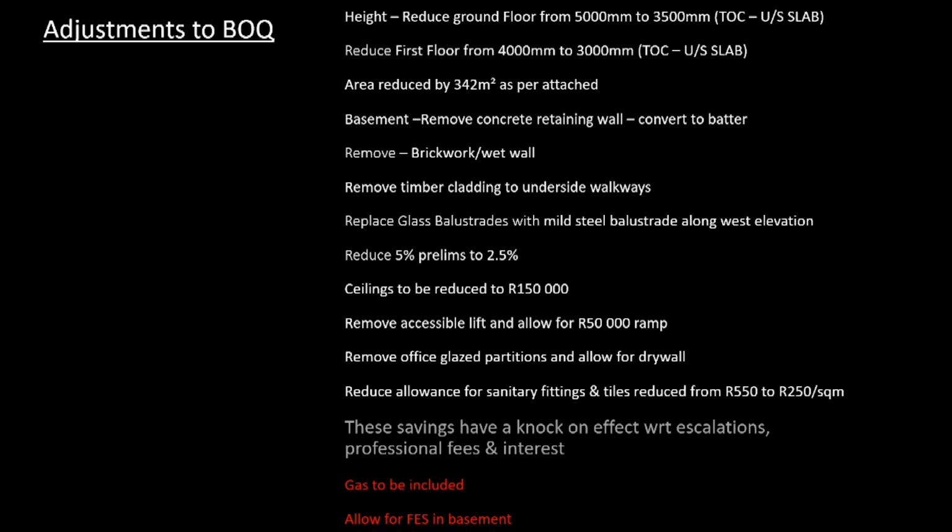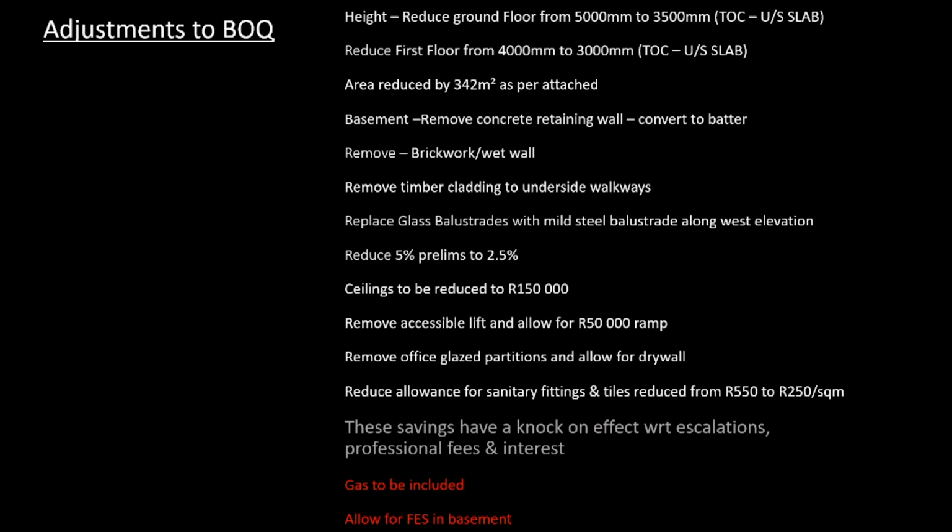Then we looked at the basements, which had a lot of retaining walls, and worked out that we could batter the edges and we could ventilate naturally. We removed the brick walls in the basements and introduced wet walls into the basements. And then we replaced some of the glass balustrades with steel balustrades, reduced the preliminaries from 5% to 2.5%. We had a lift for accessible access, and we allowed for a ramp instead, and saved 50,000 rand there.